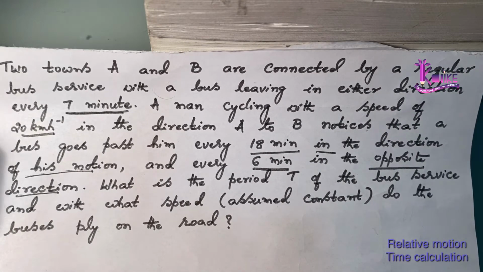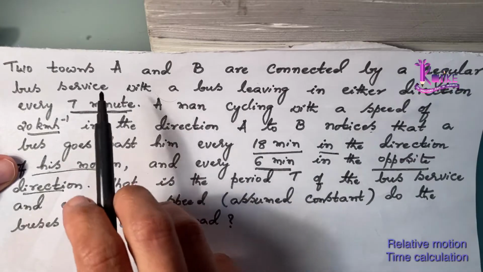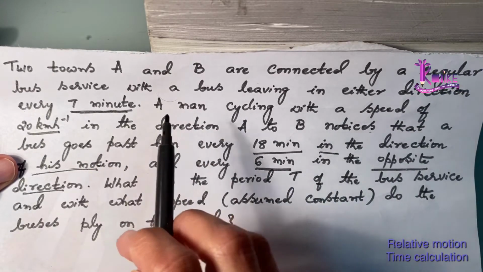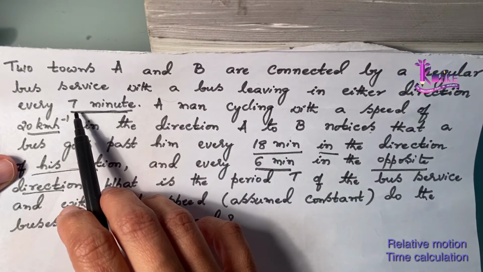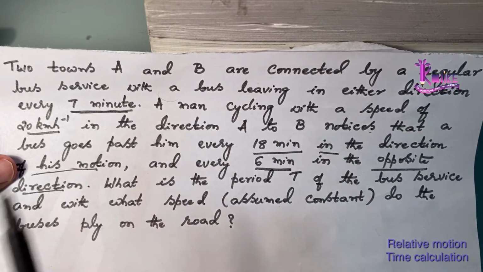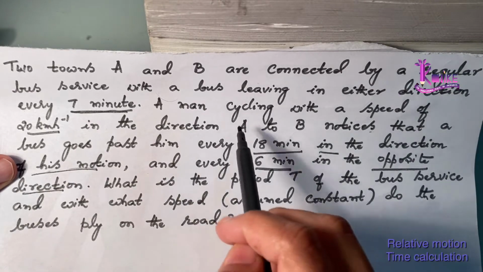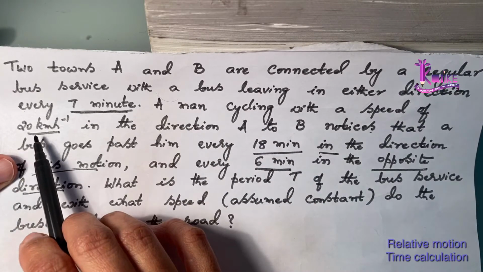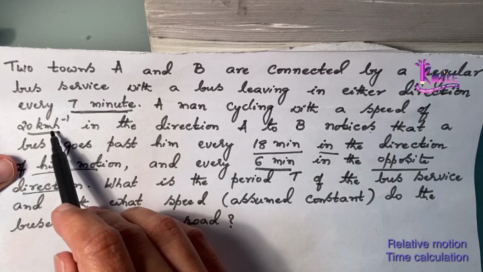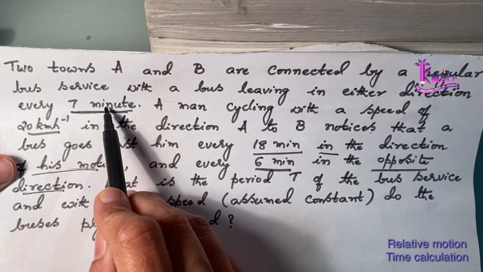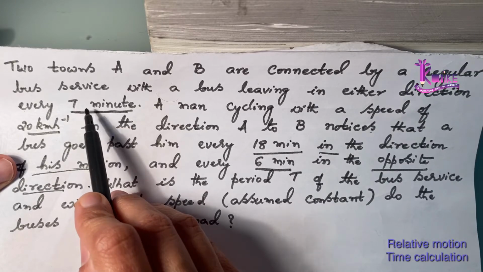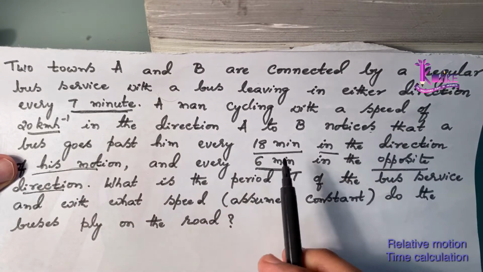So the question is pretty simple. There are two towns A and B which are connected by a regular bus service, and a bus from either of the towns leaves every t minutes. This is given in minutes, you should make a note of it. There is a cyclist who is moving with a speed of 20 km per hour. So here it is given in kilometer per hour, and you should make a note that you will convert this t minutes into hours as well.